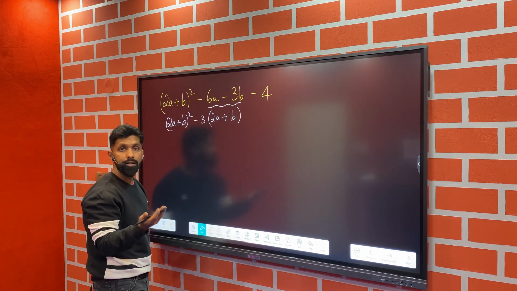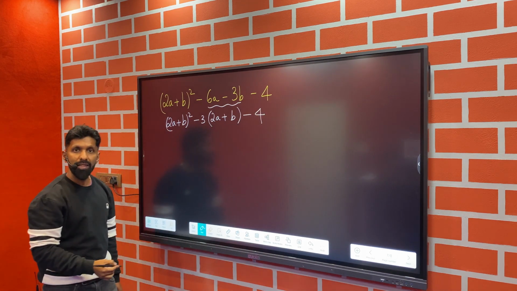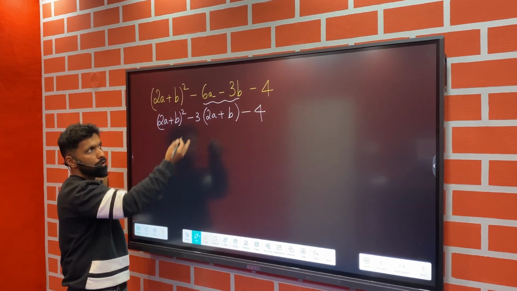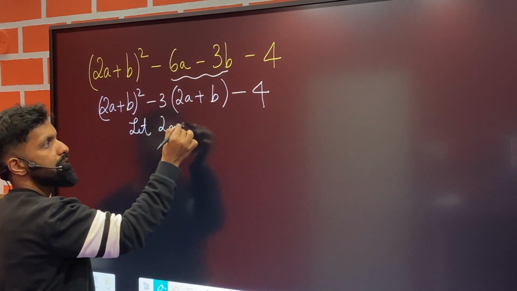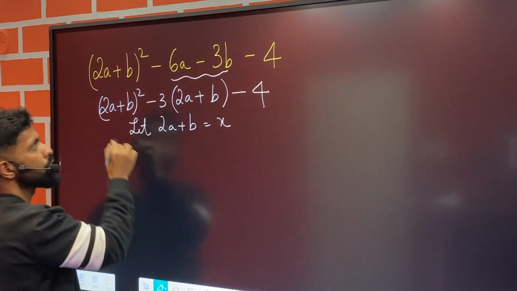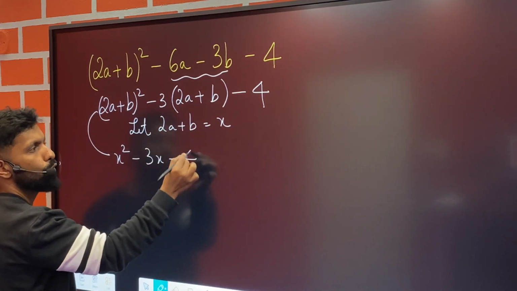I haven't changed the question. I'm not allowed to change the question. So minus 4. Now can you see this looks like the quadratic form? If you want to solve directly, you can. Otherwise, you can say let 2a plus b is equal to x. So what does this become now? X square minus 3x minus 4. You can do it this way also.